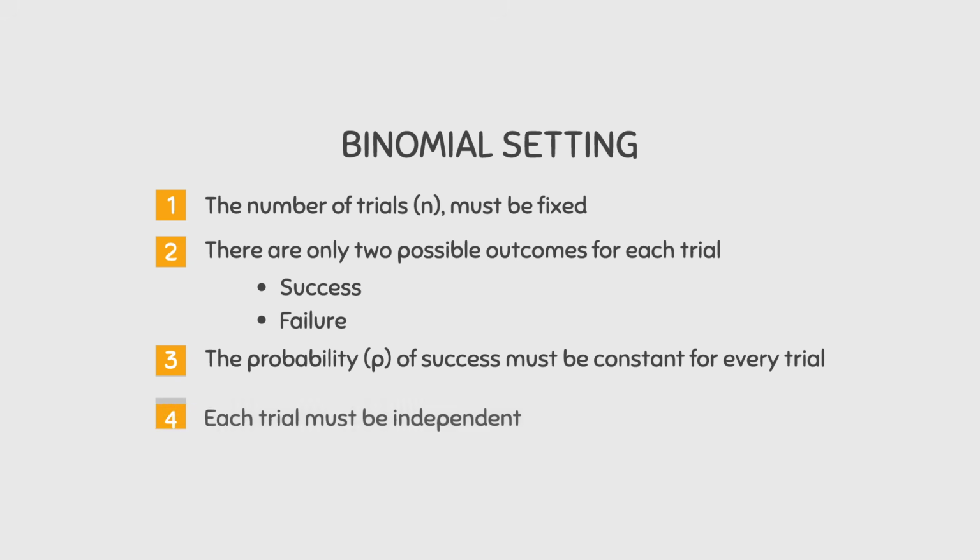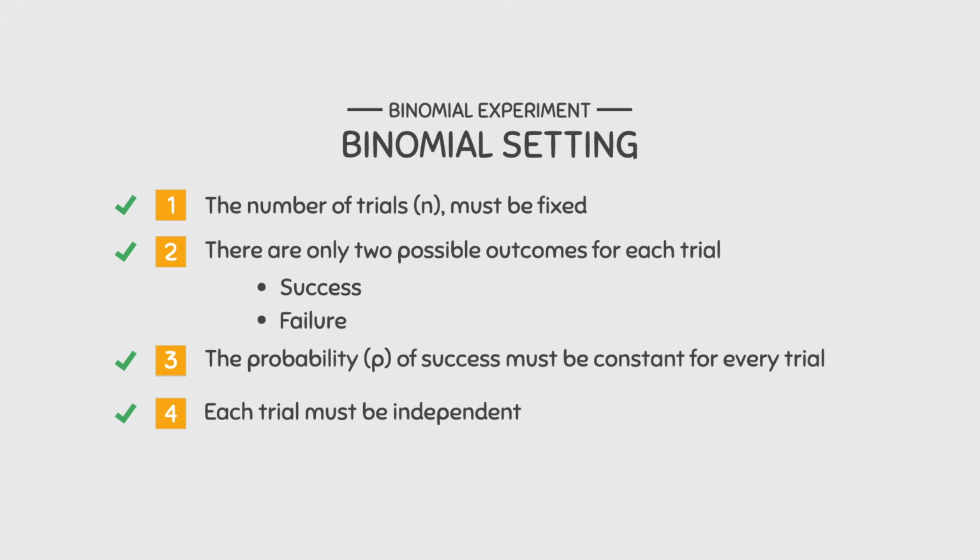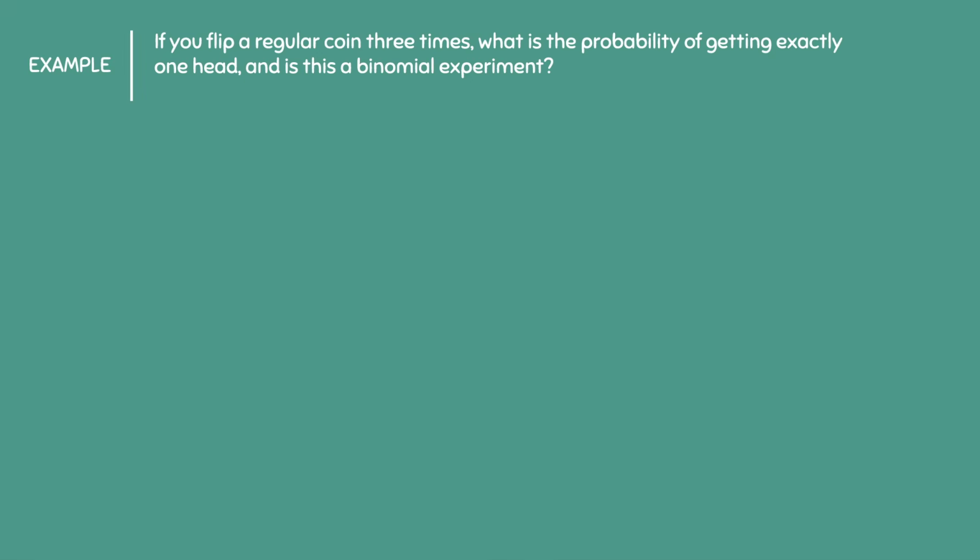And finally, the fourth condition is that each trial must be independent. This means that the outcome of one trial does not influence the outcome of another trial. An experiment that satisfies these four conditions is called a binomial experiment. The binomial setting will make more sense after we do an example, so let's jump into it.